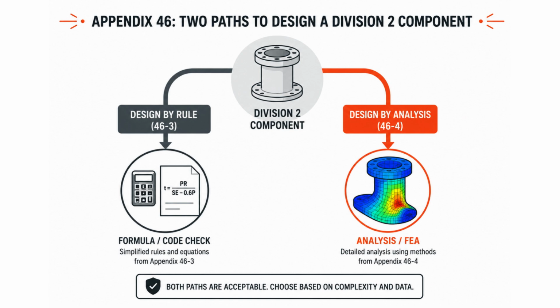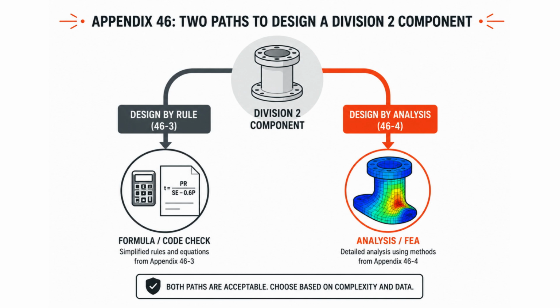You get two paths in. Design by rule, under 46-3, uses Division 2's Part 4, still formula-based, like Division 1's own approach, but written to handle geometries Division 1's formulas don't cover well. Design by analysis, under 46-4, goes further. Division 2's Part 5, a full stress-based assessment covering plastic collapse, local failure, buckling, and cyclic ratcheting, the kind of rigorous evaluation that usually means finite element analysis, not hand calculation.